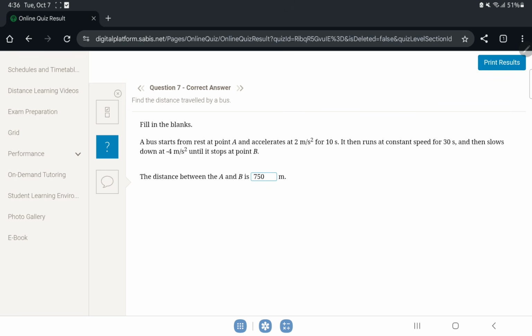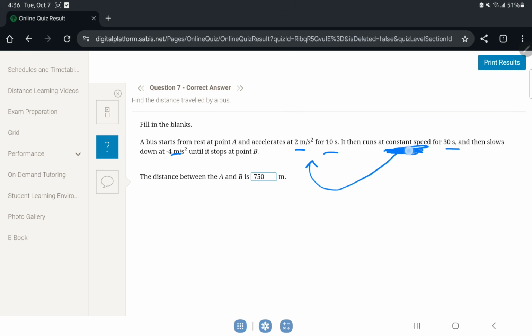Okay, so for this question, we have missing numbers. The most important missing thing here is velocity. They gave us acceleration, they gave us time, here they gave us time, and they gave us acceleration. Why do we need the velocity? It's because here it says it runs at a constant speed. How can you know this constant speed? By finding the speed here.